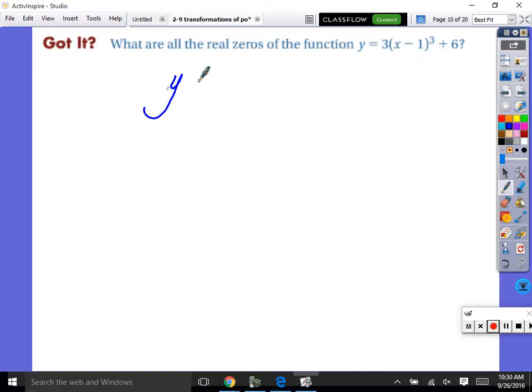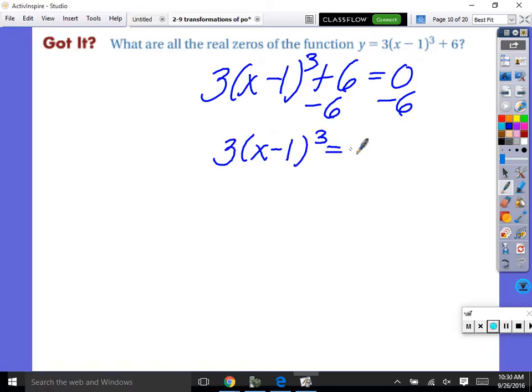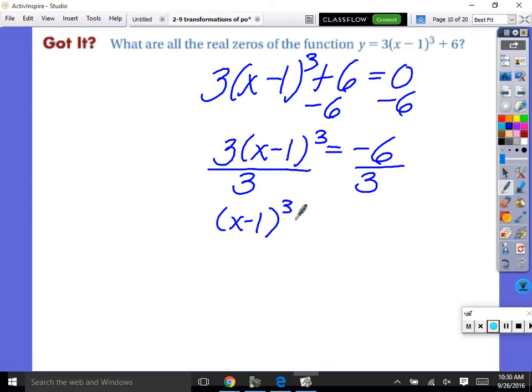So we have y is equal to 3, I'm going to write it bigger, x minus 1, cubed plus 6. If I said to you, what are the real zeros? So don't we want to know when the function is equal to 0? Right? Okay, awesome. So I'm going to erase this y equals, and now we're going to use algebra to get x alone. So we're going to subtract 6. So we have 3 times x minus 1 cubed is equal to negative 6. Is everybody following me? Divide by 3. So we have x minus 1 cubed is equal to negative 2.